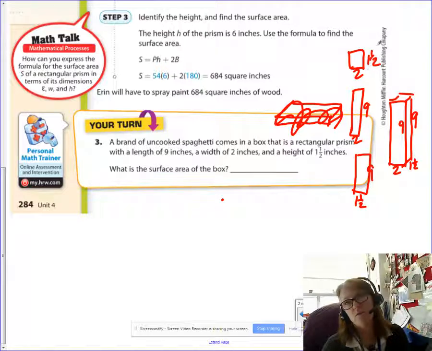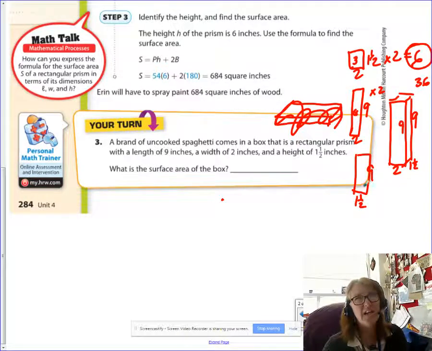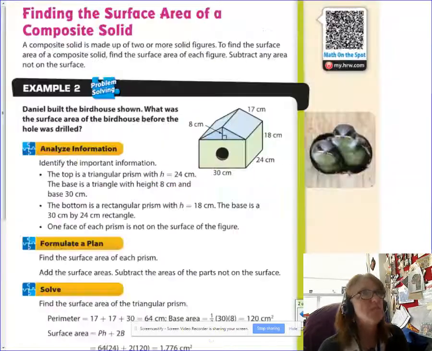As you multiply this, 2 times 1.5 is 3, and then we have 2 of those, so that gives me 6. This face has an area of 18, and then you have 2 of those, which gives you 36. And then this last one, 9 times 1.5, gives you 13.5, I think. And then you have 2 of those, which should give you 27. So you add 6 and 36 and 27 to give you your grand total, and then label that as square inches. All right, let's keep pressing on.